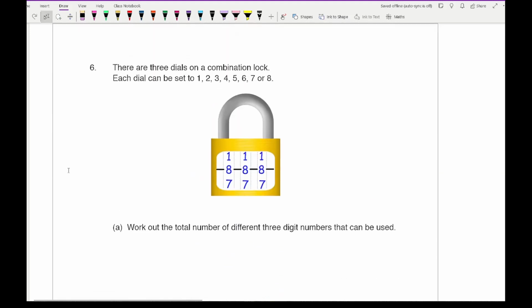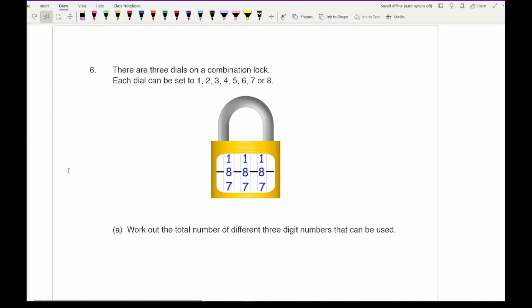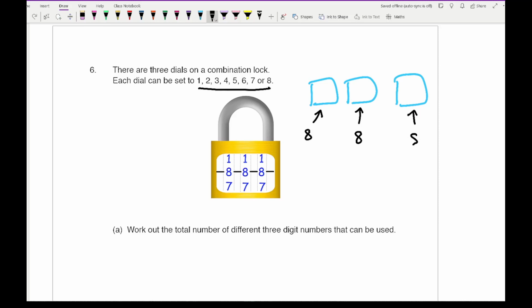Then for question 6, it says there are 3 dials on a combination lock. Each dial can be set to 1, 2, 3, 4, 5, 6, 7, or 8. And it says work out the total number of different 3-digit numbers that can be used. So again, let's draw our boxes. So here, reading the question carefully, there are 8 options for each number. So that's going to be 8. That's going to be a possible 8 numbers. And that's also going to be a possible 8 numbers. So we're looking for 8 times 8 times 8, which is 512.